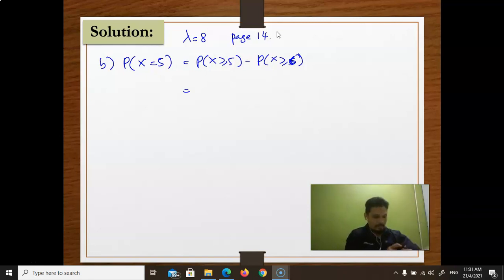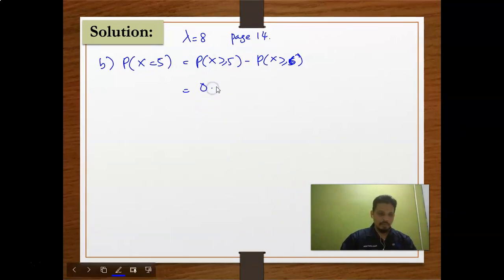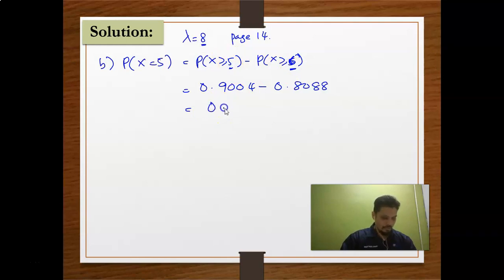So this one will give you 0.9004 minus 0.8088. Referring to lambda equal to 8 and r is 5 and 6, from here now I give you 0.0916. There you go.